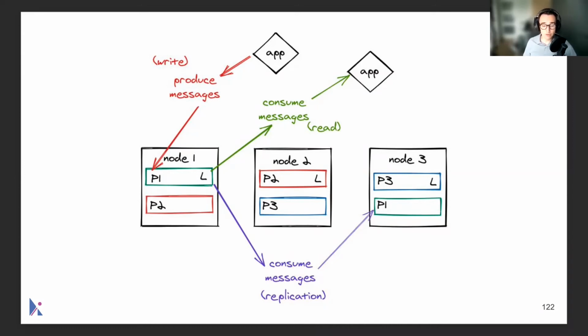The answer is very simple. They are being used for reliability purposes. And in order to catch up with what happens on the leader, they behave really similar to a standard consumer. So the replication is basically consuming from a leader.